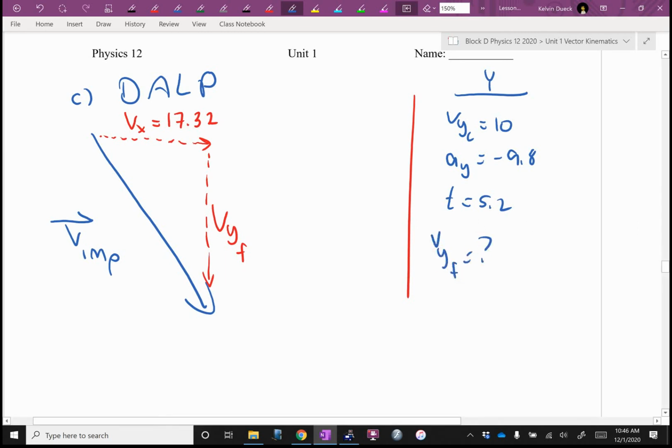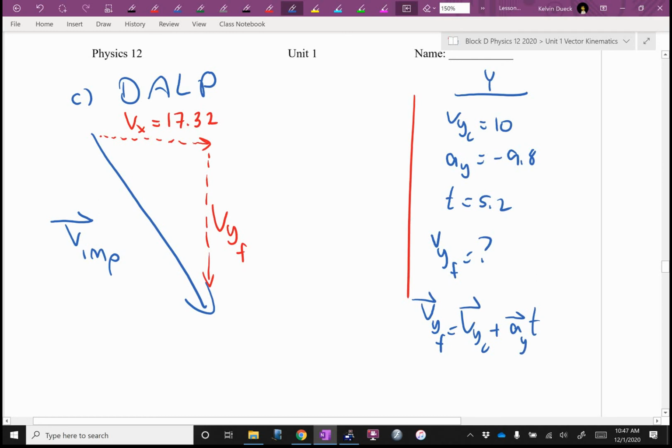I'm looking for an equation that has V final, V initial, A, and T in it. It's our old friend, the first one. And the nice thing is the Vy final, the V final is already by itself. So Vy final equals Vy initial plus AT. Oh, plus AY T.